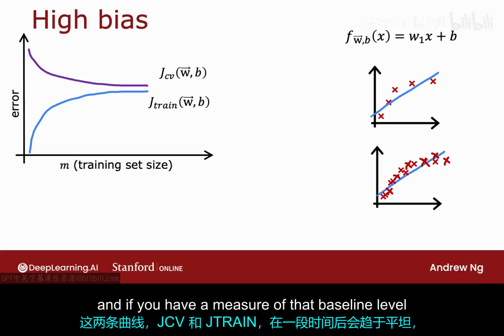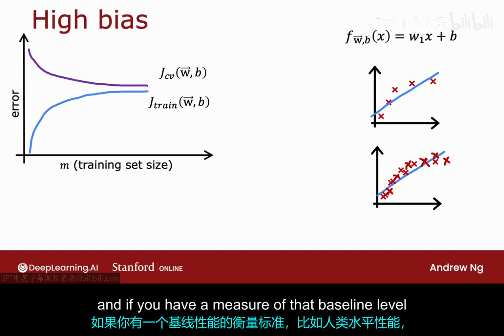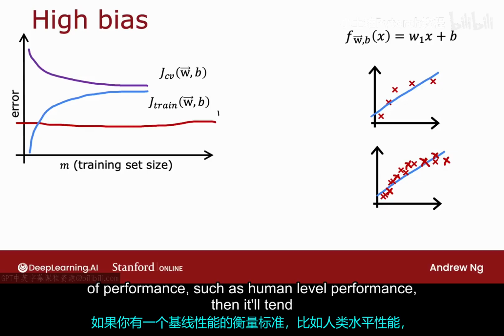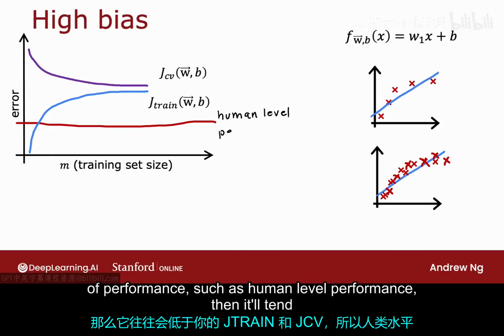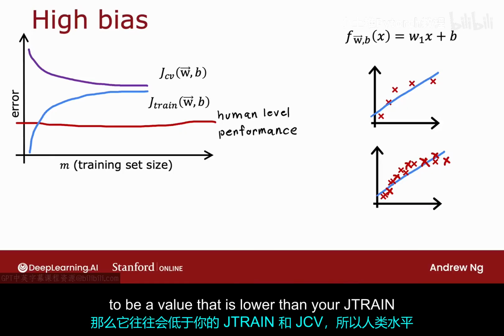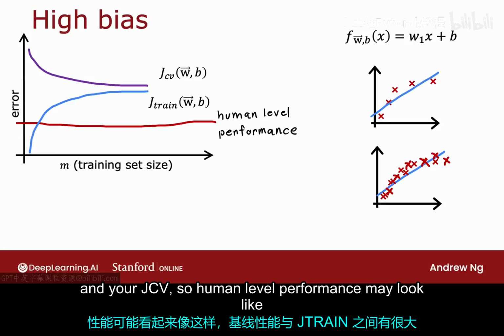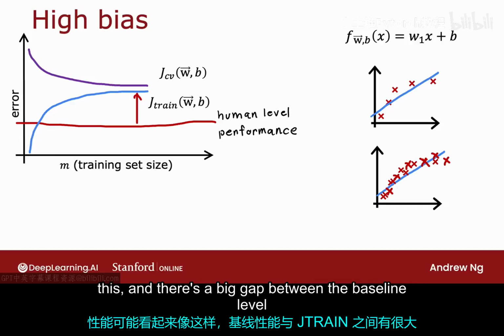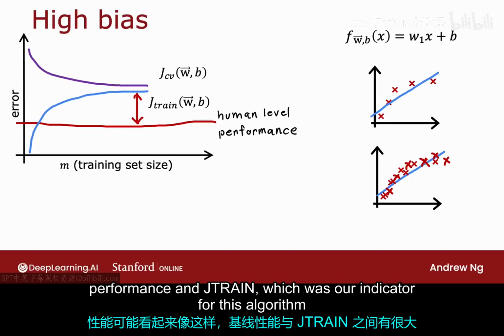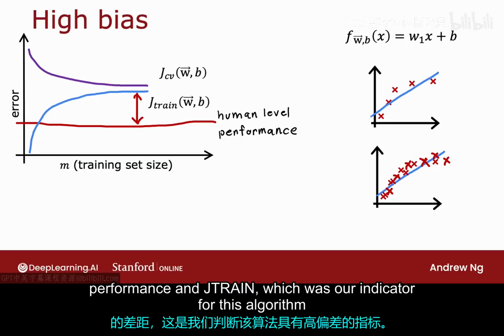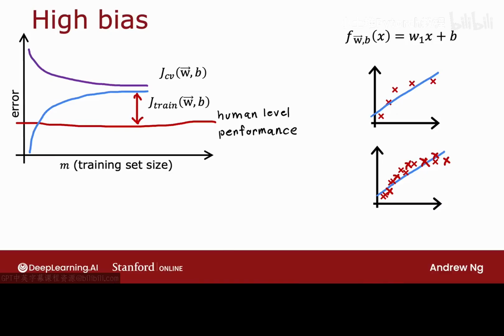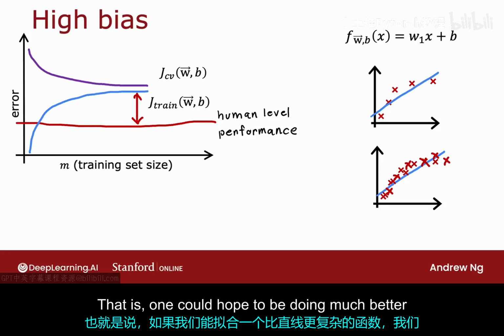And if you had a measure of that baseline level of performance, such as human level performance, then it'll tend to be a value that is lower than your JTrain and your JCV. So human level performance may look like this, and there's a big gap between the baseline level of performance and JTrain, which was our indicator for this algorithm having high bias. That is, one could hope to be doing much better if only we could fit a more complex function than just a straight line.